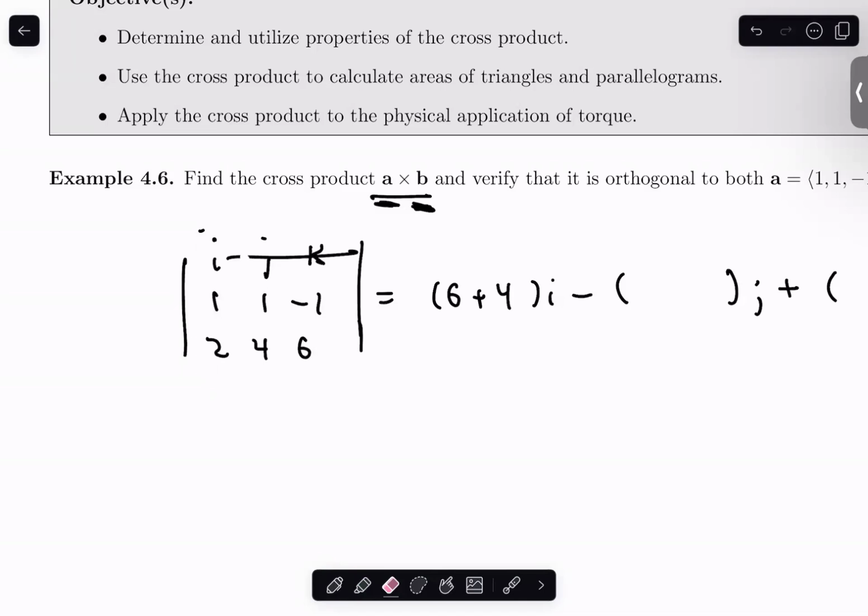So let me go ahead and erase this here. We're going to cross off, again, the first row and now the second column. And those numbers that are left over, we have a 1, a -1, a 2, and a 6. And again, we're going to look at the diagonals there. So 1 times 6 is going to be 6, minus 2 times -1 is going to be -2. So when I subtract away a -2, that's going to be the same thing as adding 2.